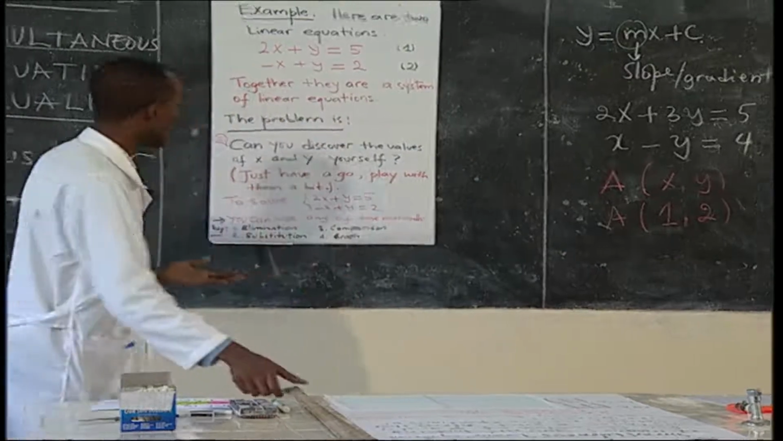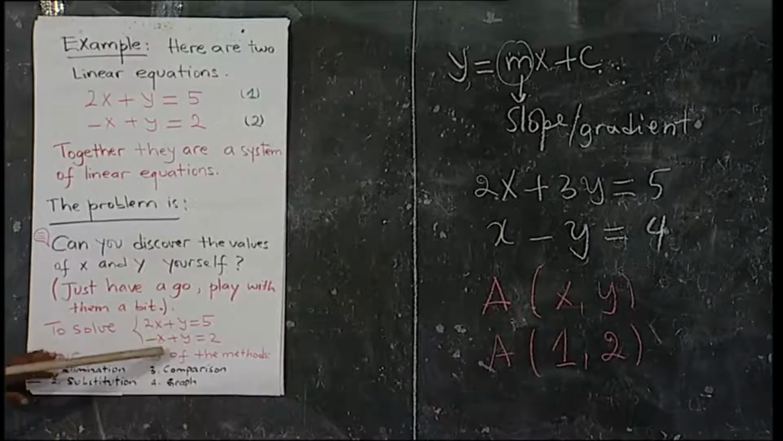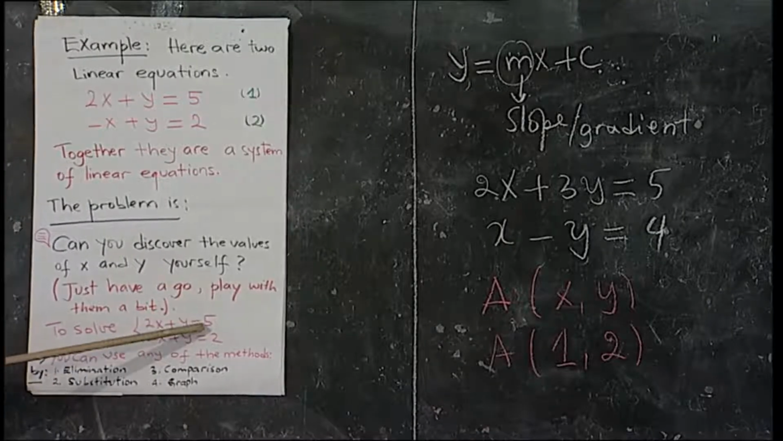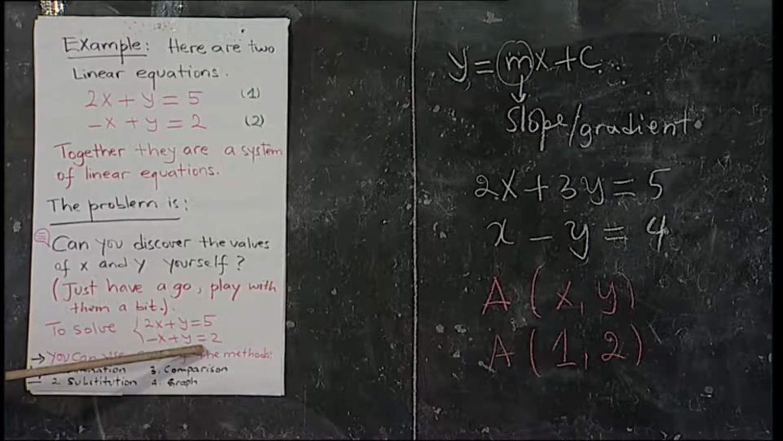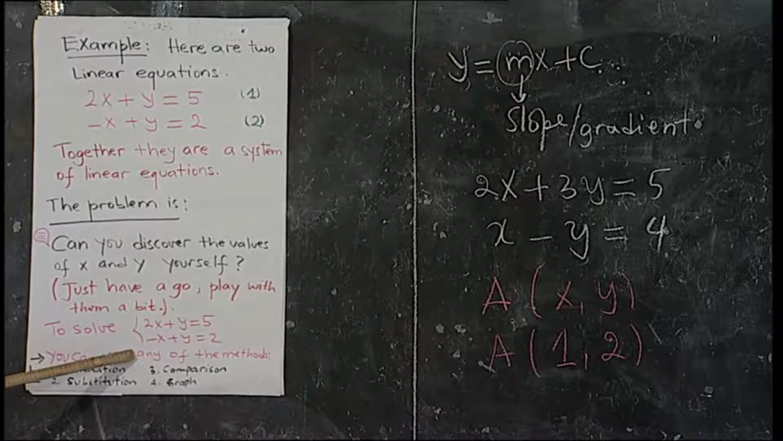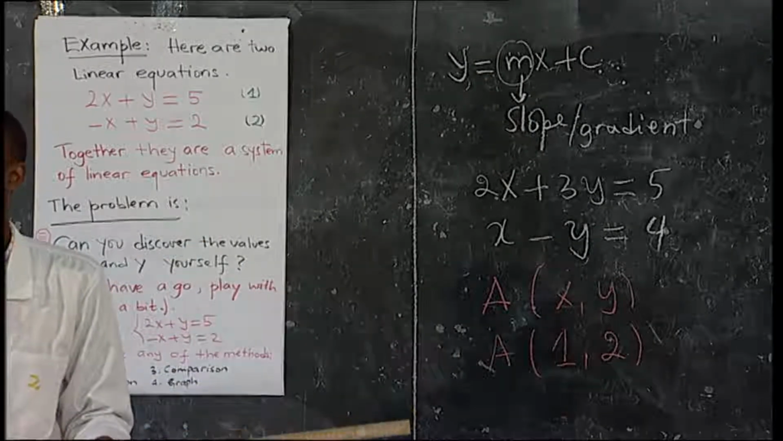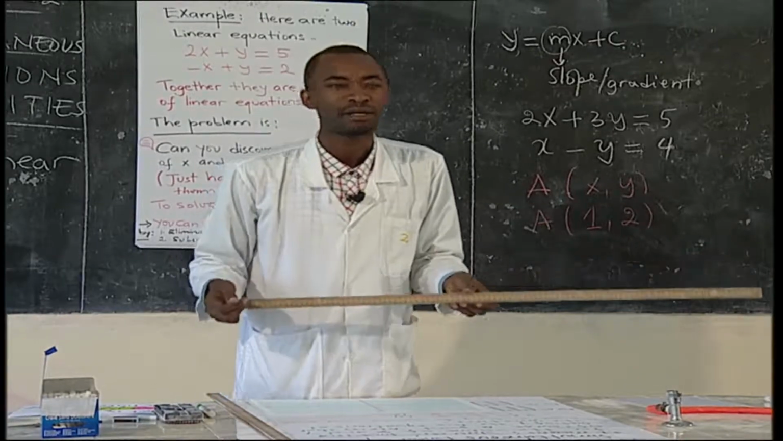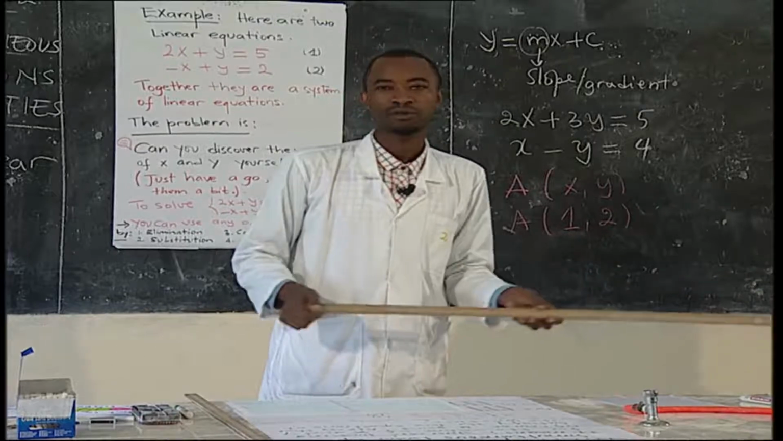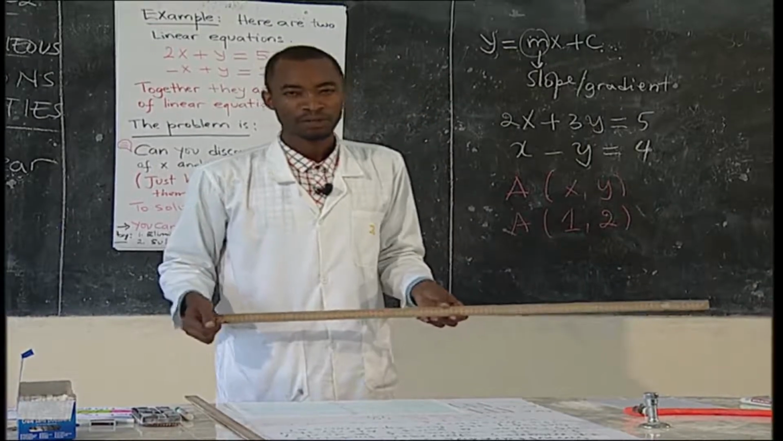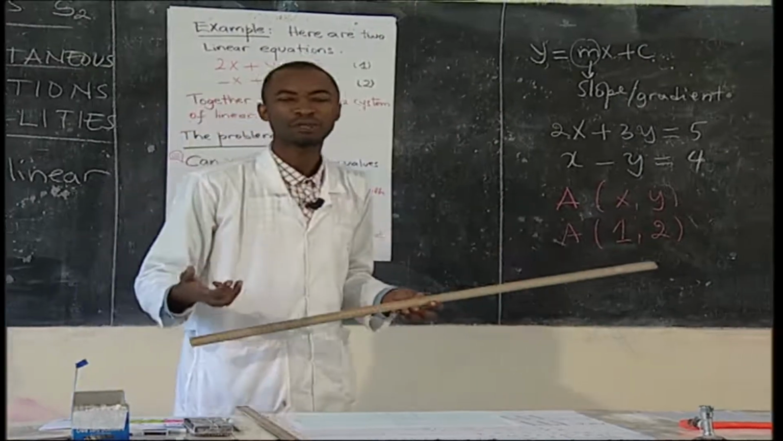Now, when you have, for example, this equation, 2x plus y equals 5 and minus x plus y equals 2, we need to solve these equations. And we have so many different methods you can use when you're solving simultaneous linear equations. We will see so in the next lesson. We have around 4 methods you can use.